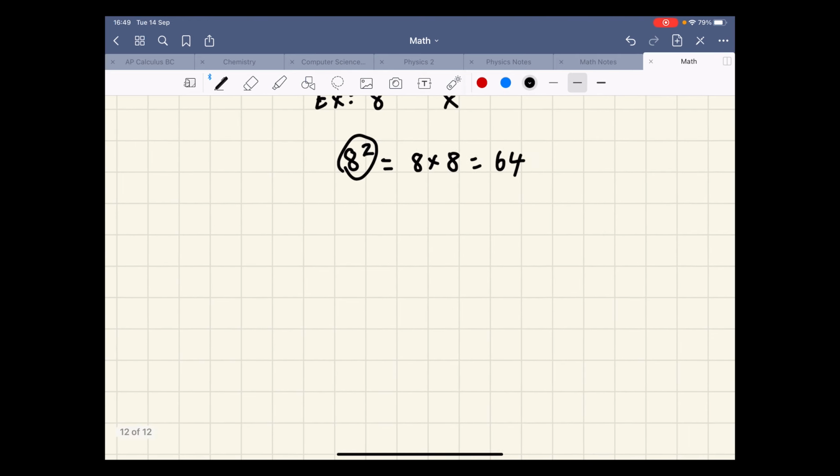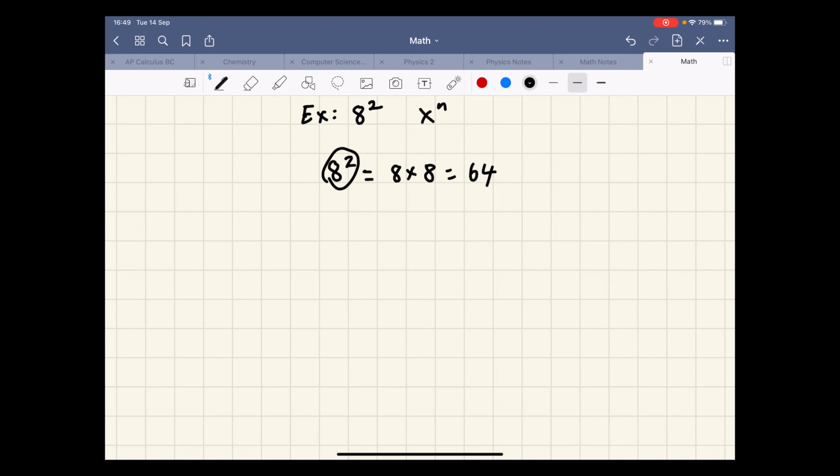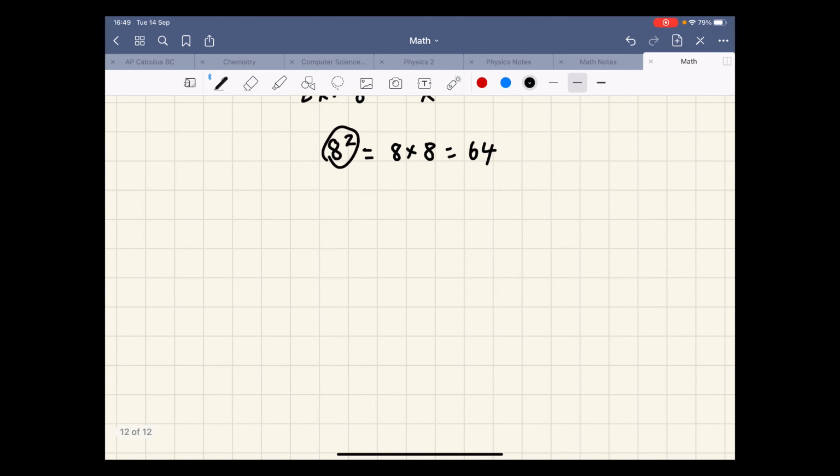First, let's do some questions with exponents with integer bases. First question, negative 10 squared. Notice how there's a parenthesis around negative 10. So you need to multiply negative 10 two times. Negative 10 times negative 10 equals 100.